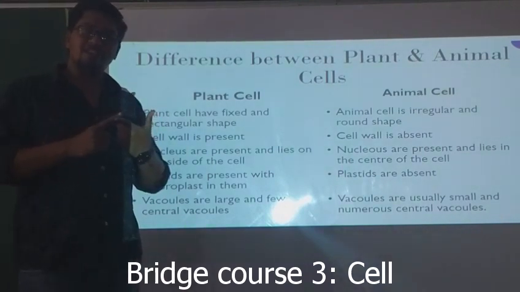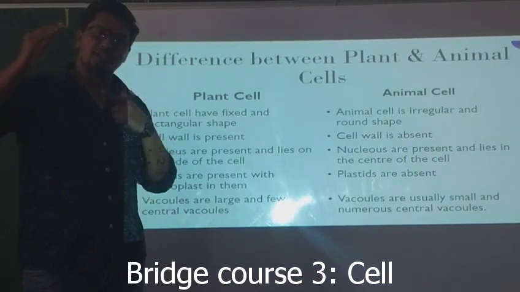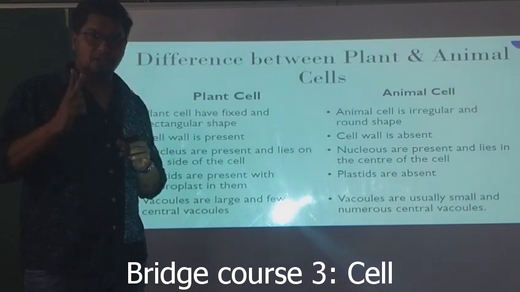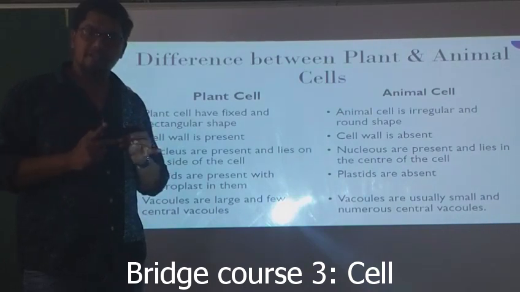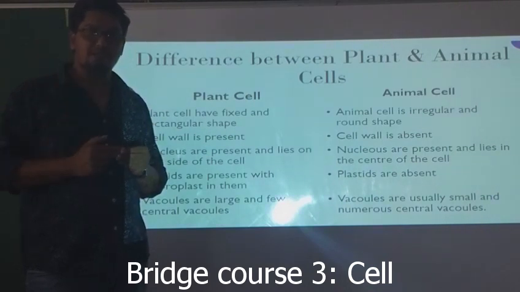So this is all about today's class. Today we have discussed what is a cell. What is a cell? Structural and functional unit of life. Who discovered the cell for the first time? Robert Hooke. Who discovered the living cells for the first time? Anton von Leeuwenhoek. Okay. Who discovered the nucleus? Robert Brown discovered the nucleus.